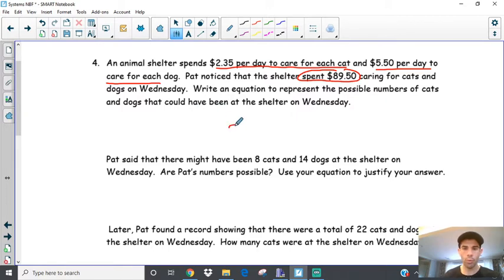So if you read without trying to think of all of the other questions that we've done so far, they're only giving us one total, but they're still giving us 2 variables, and that would be the cost to have a cat there and the cost to have a dog there.